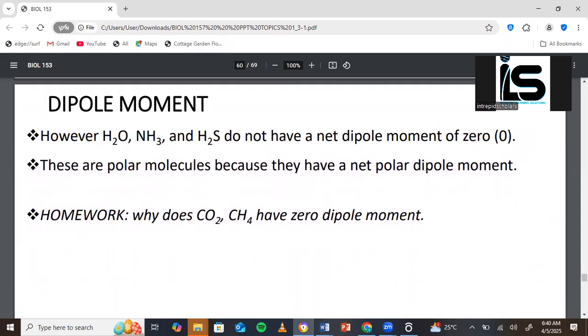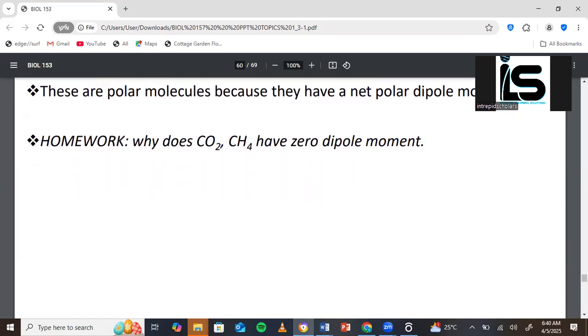However, these ones are not linear. Water is not linear, water is V-shaped. Ammonia is not trigonal planar, ammonia is trigonal pyramidal, right? Now H2S is not linear, and so these do not have a net of zero. They do not cancel out, they don't have a net of zero.